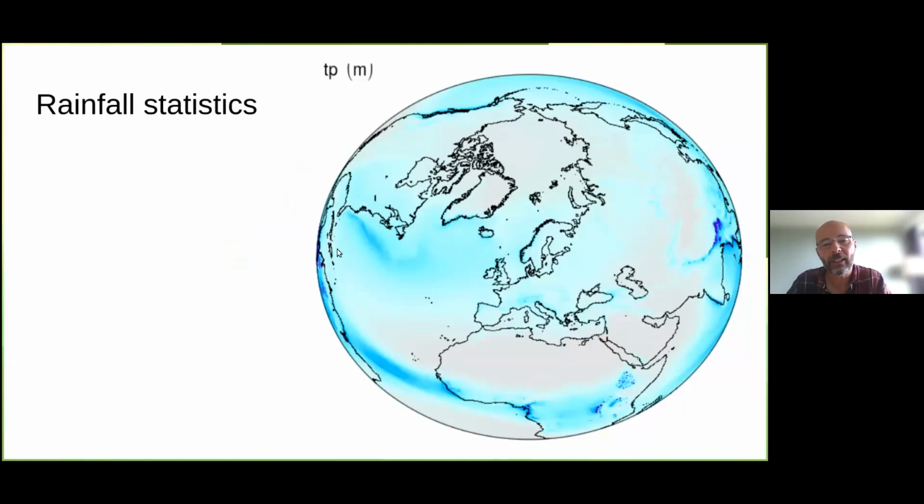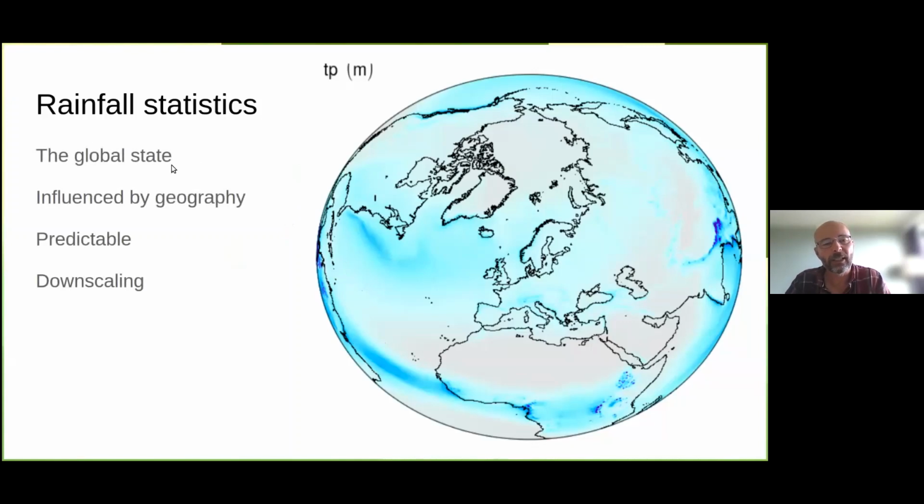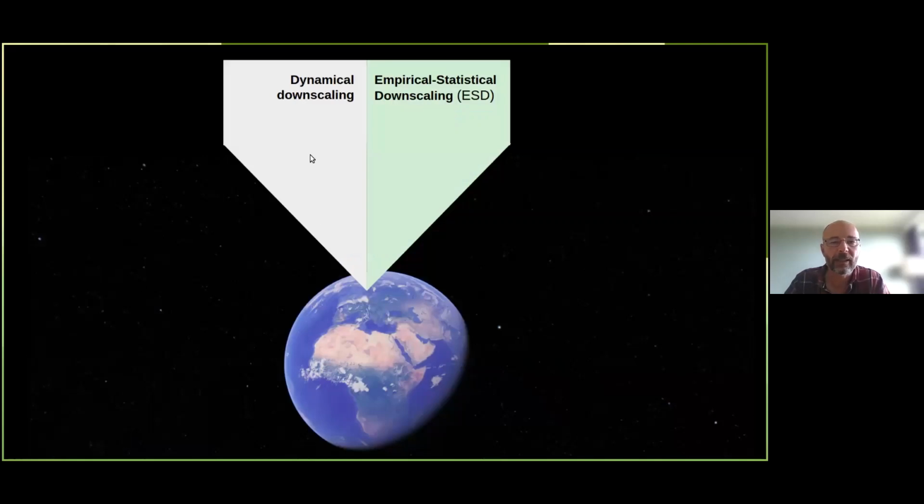And luckily, the statistics of rainfall are quite predictable. And we can see from the global scale state, there are certain typical patterns here where you have more rain along the equator and also storm tracks. So it's influenced by geography and it's fairly predictable, and that is useful for downscaling. And there are two different types of downscaling, dynamical downscaling and statistical downscaling.